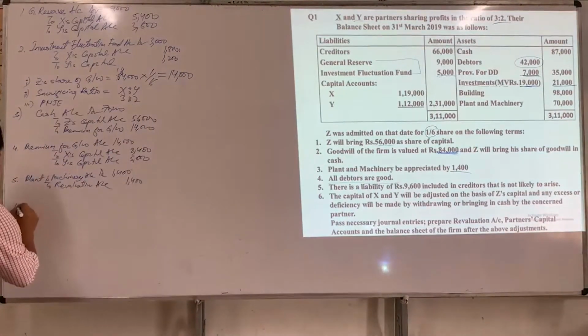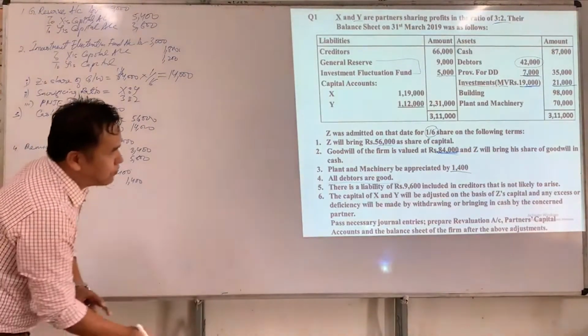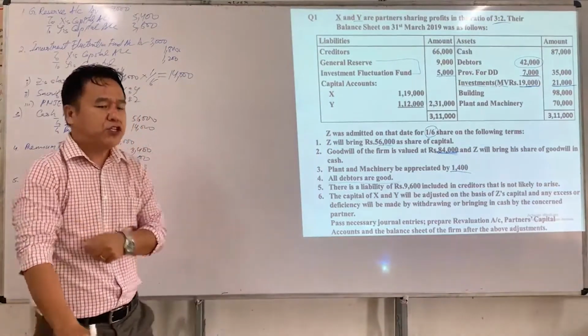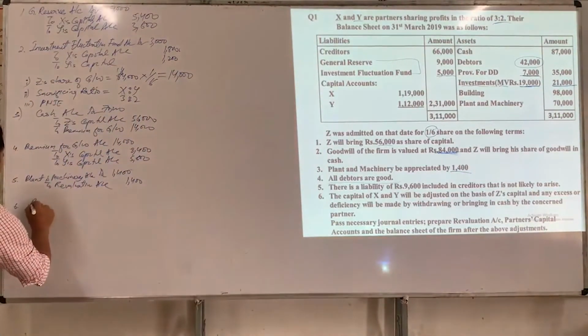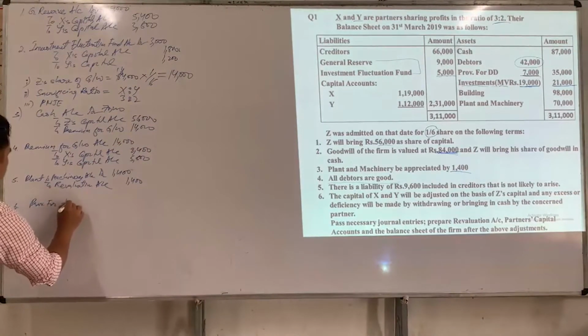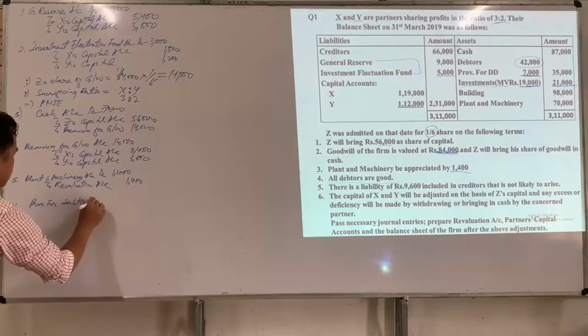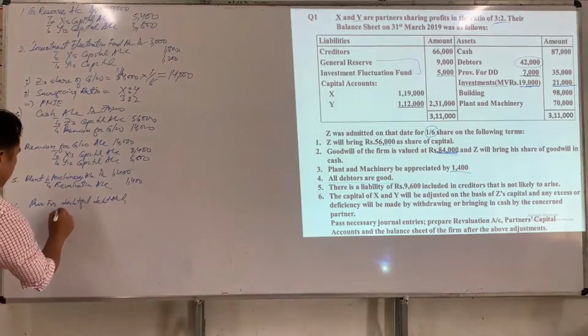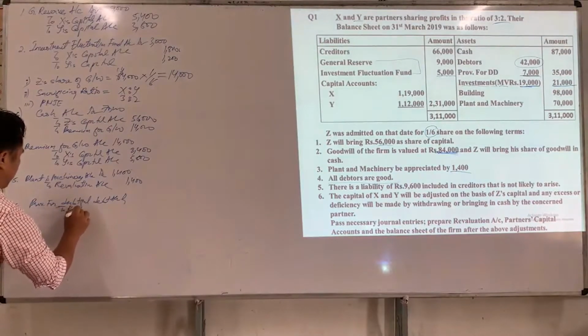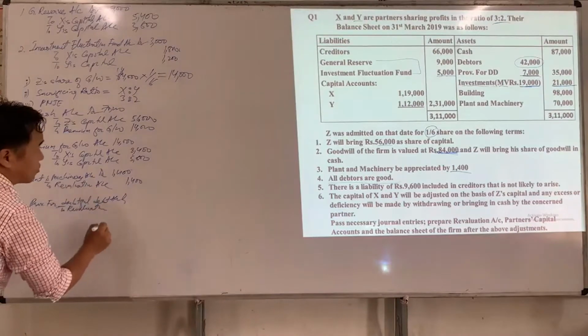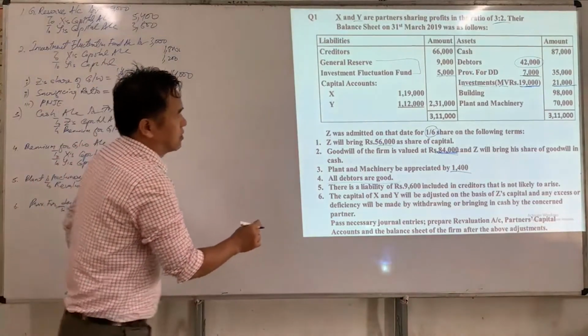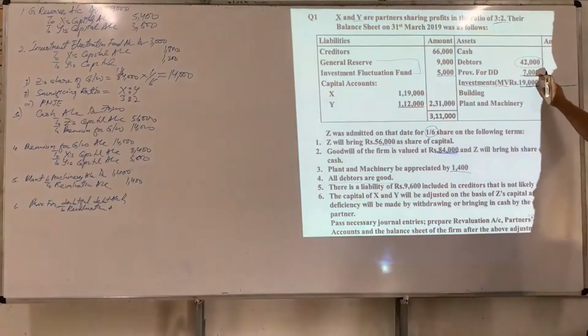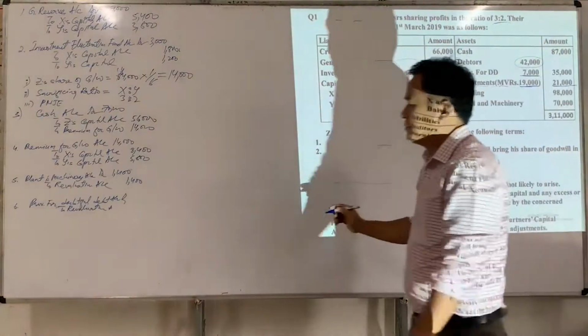Since provision for doubtful debt is a liability of the firm, if a liability decreases, it should be debited. That is why provision for doubtful debt account Dr. to revaluation account. So what is the amount? Yes, provision for doubtful debt is decreased by 7,000.